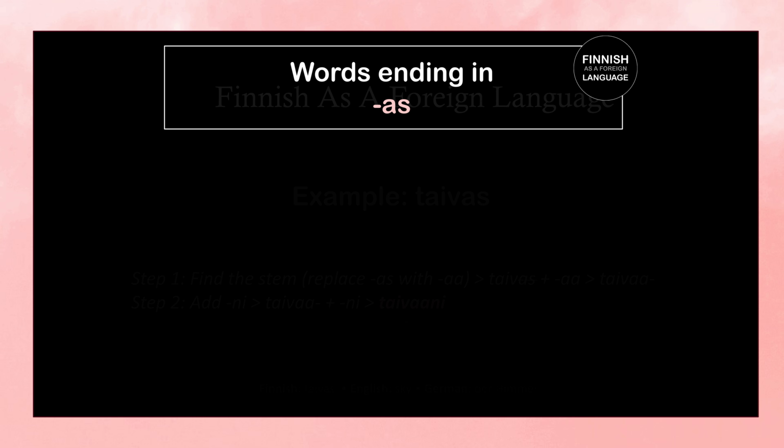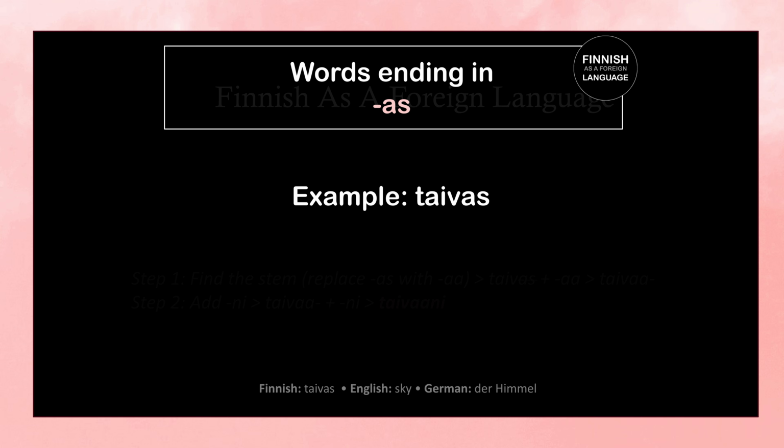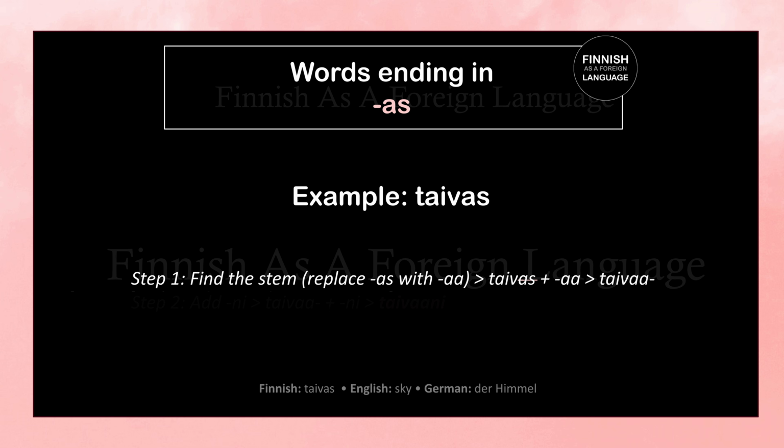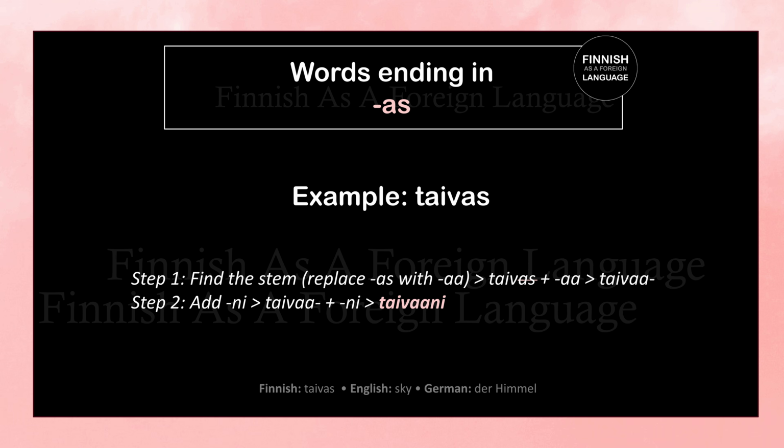Next one, rule number 8, words ending in -as. For example, taivas means sky. Here, in order to find the stem, we have to replace the ending -as with a double A. So taivas changes to taivaa. And then in the second step, again, we add -ni to the stem, which means we have taivaa plus ni, and we get taivaani, which can be translated as my sky.